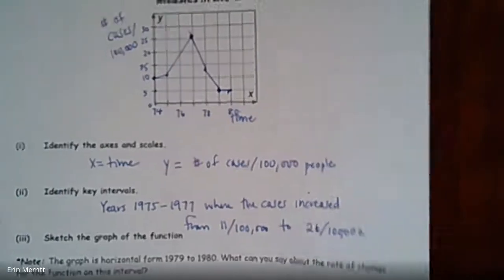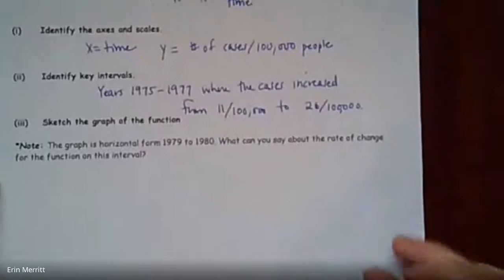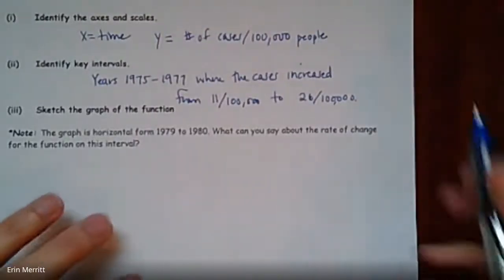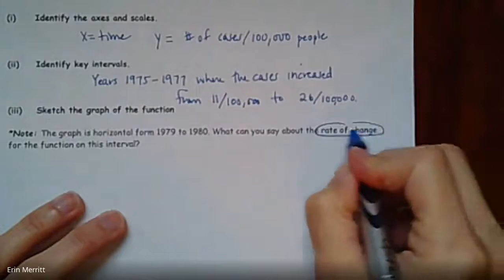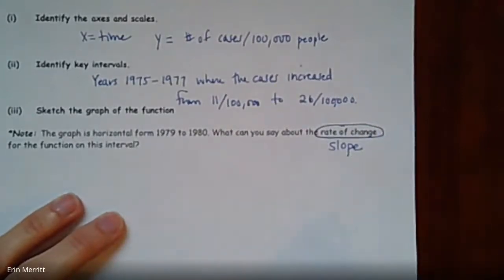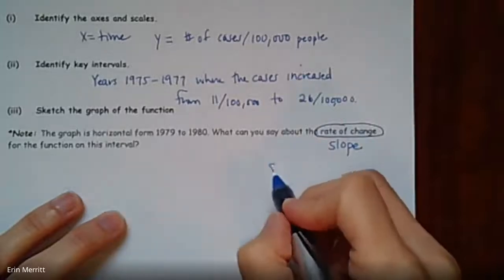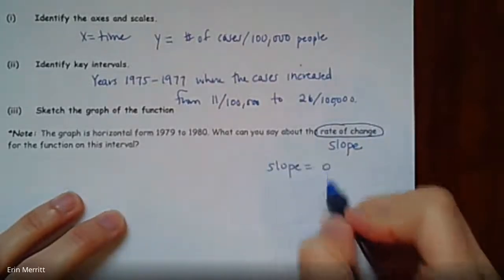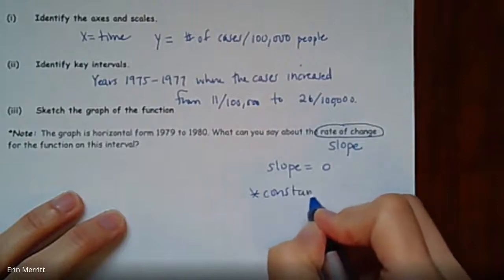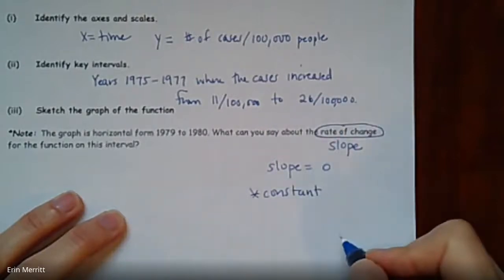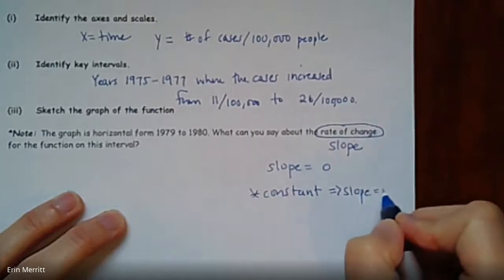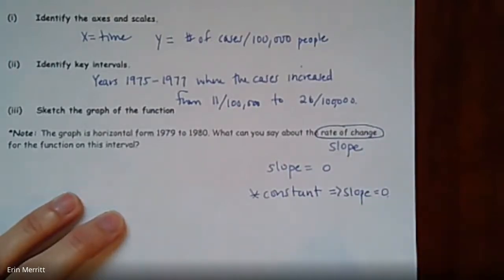And then the last part, it says the graph is horizontal from 79 to 80. What can you say about the rate of change? Well, remember, rate of change is just talking about the slope. And so the rate of change, if it ends up as a horizontal line, the slope is essentially 0 there. So anytime that you have a constant, that means that it's not changing at all, and therefore the slope is 0. So hopefully it makes sense, the comparison of those two things.